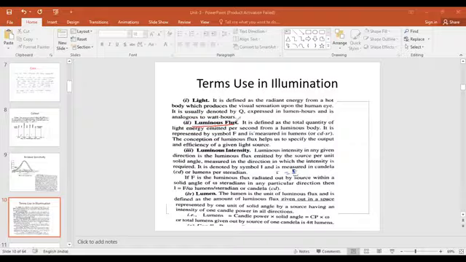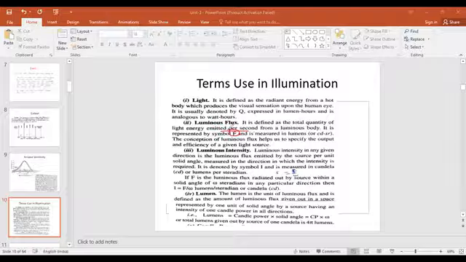Yes. How do you define the luminous flux? Yesterday we have discussed already. It is the total quantity of light energy emitted per second from a luminous body. Luminous body means which body? Which emits the light. Any lamp you consider that emits the light. So total quantity of light energy emitted per second, that is the luminous flux.